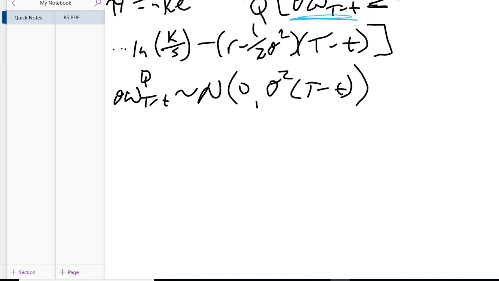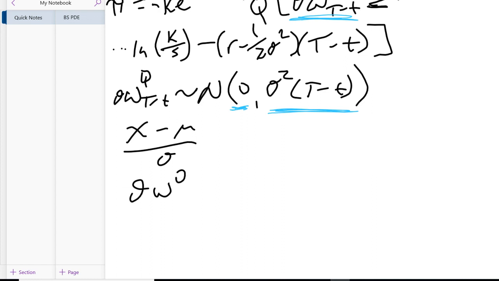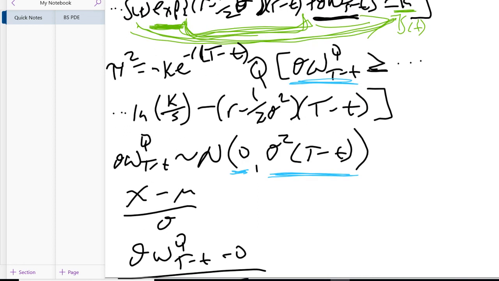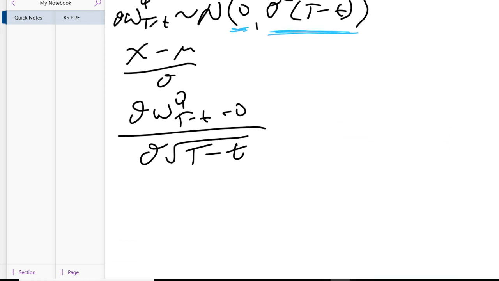which, recall, is done by something like x minus mu over sigma, where mu is obviously the mean and sigma is the square root of the variance. So in doing so, what we would get is sigma W^Q minus 0 over sigma root (T minus t). So that is this normalized. Here we just have a normalized random variable.